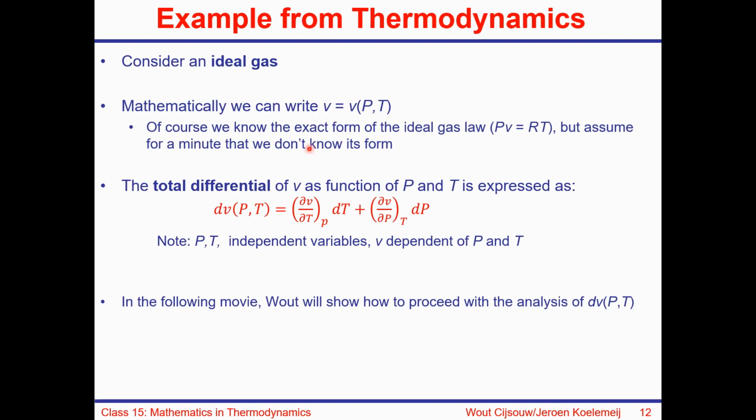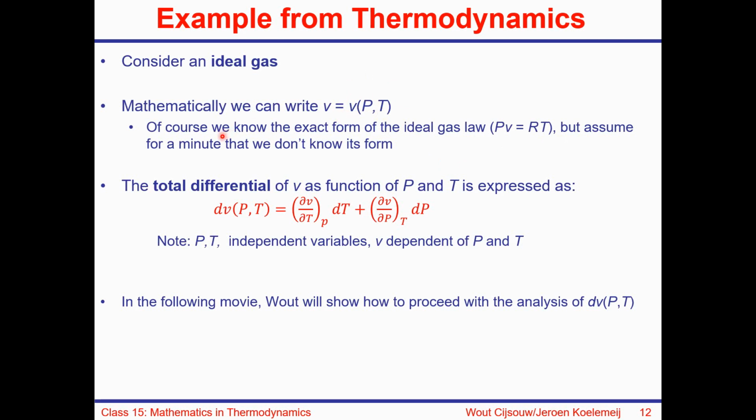Now, of course, we know that there is actually a more exact form for this expression because we know the form of the ideal gas law, PV equals R times T. But for the sake of argument, let's assume that we don't know this form. So let's stick to this more abstract form for a minute.